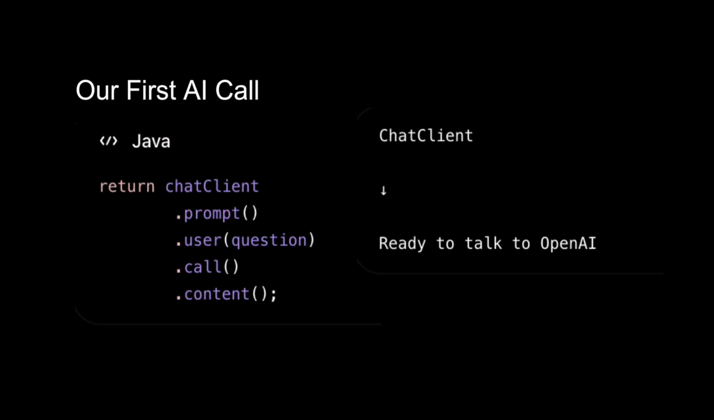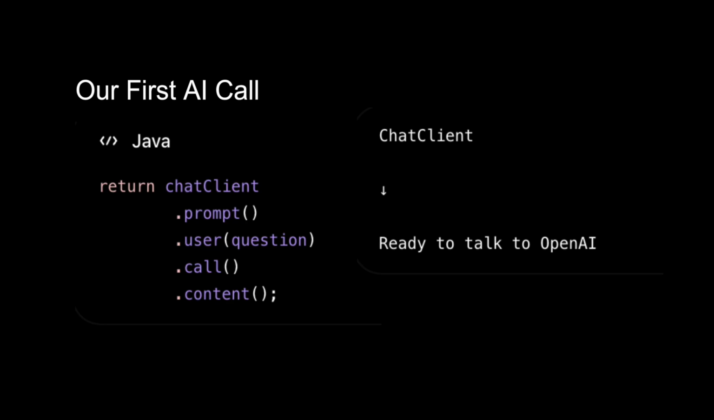Congratulations! So, we have reached the most important line of code in this entire project. If you understand these four methods, you understand how Spring AI communicates with OpenAI. Let's read this code exactly like Java executes it.